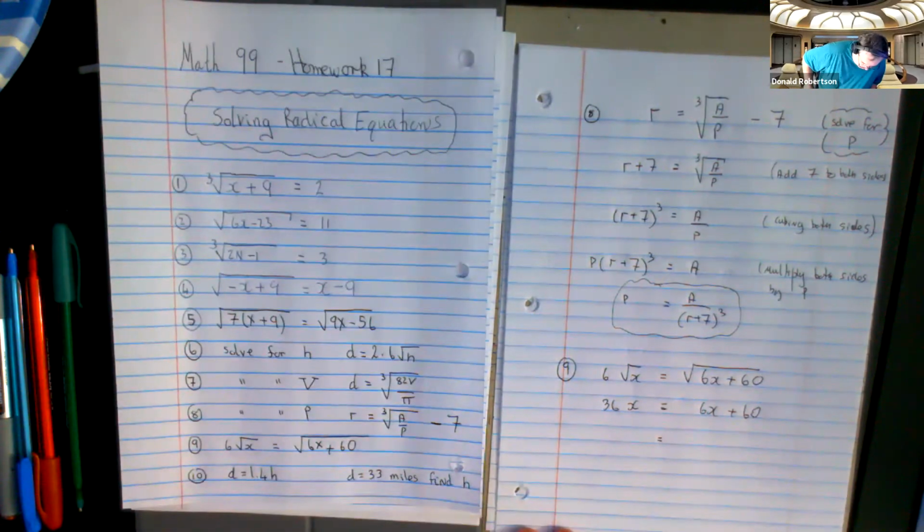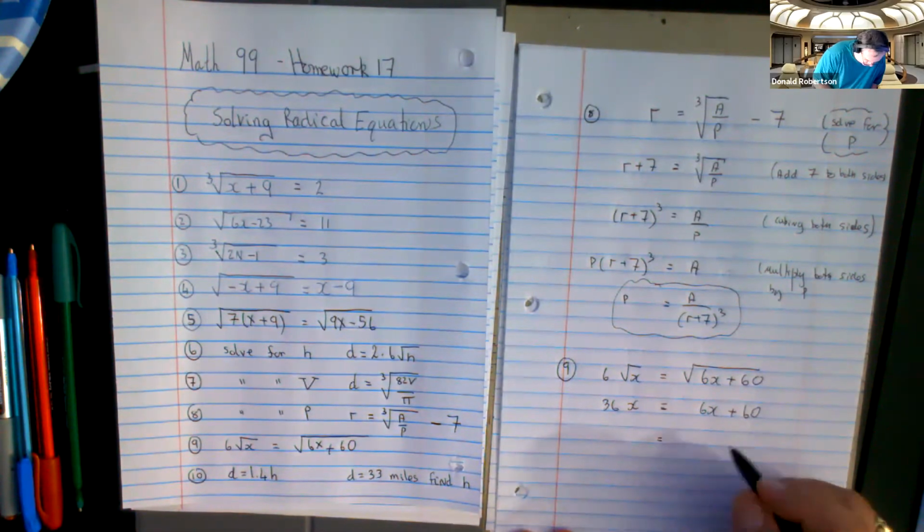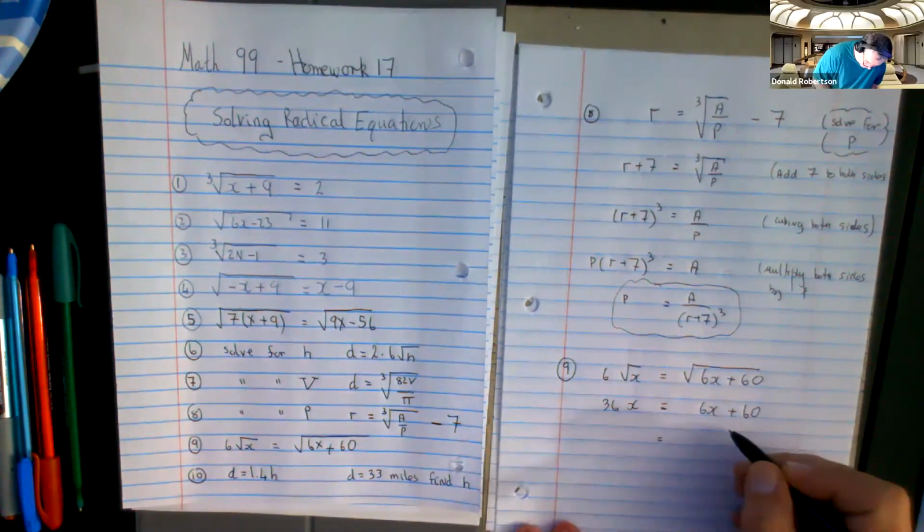Square it. Not sure about that one. Think of solving for x. What should I do to both sides? Get x on one side. Okay, so how will I get that to happen?